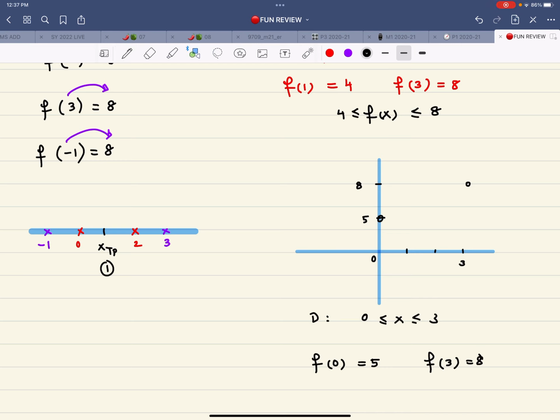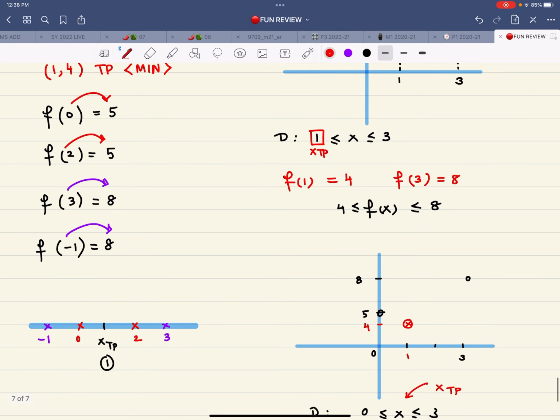Is the graph going like this? No, the graph is not going like this. How is the graph going? The graph is passing through the turning point. So since the graph is passing through the turning point, this is 1, this is 4, so therefore take care of it. The x coordinate of turning point is part and parcel of this domain, so you have to take care of it.